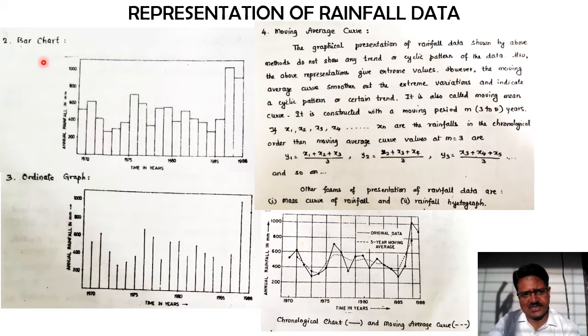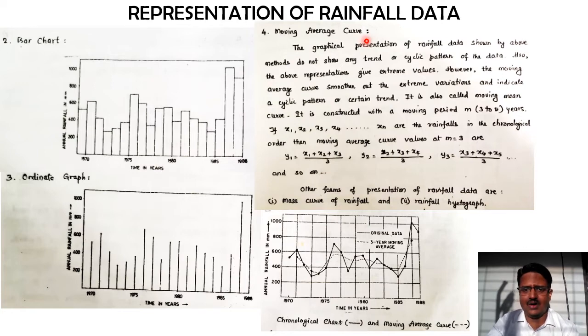Okay, so these are the three basic types of rainfall presentations. But apart from that, the next step is the moving average curve. With all three we have discussed, the chronological chart, the bar chart and the ordinate chart, I just get the amount of rainfall occurring at a specific point. Now if I want a trend in which the rainfall is varying over the years in a specific area, I will use the moving average curve.